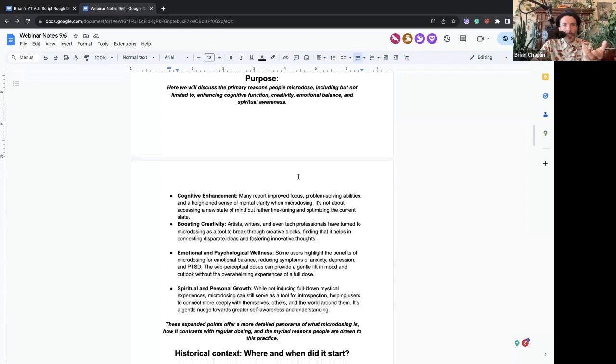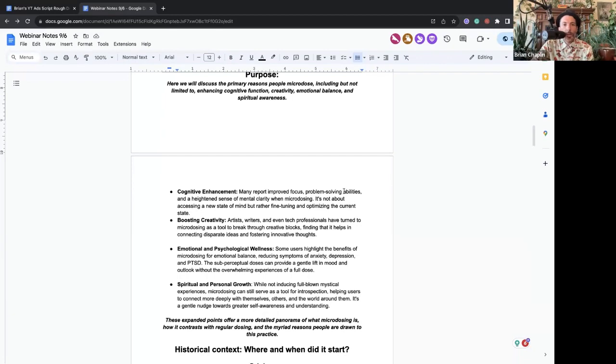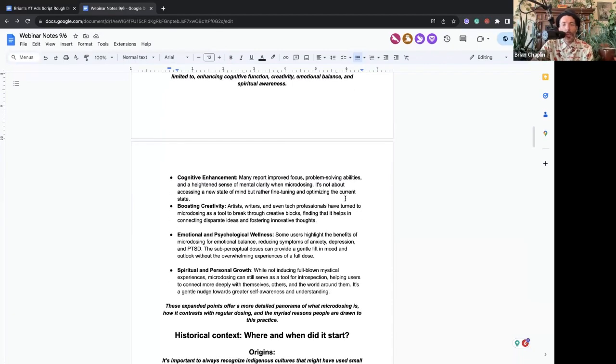Boom. Okay. Purpose. So let's discuss reasons people microdose, including but not limited to enhancing cognitive function. You've probably heard or read: focus, creativity, concentration, deeper opportunities for introspection, creativity, right? I want to be a better artist. I want to be more motivated. I want more passion. I want more purpose. Well, why don't you have all those things? Because you already have all those things. You just need to find them and do a little excavating, right?